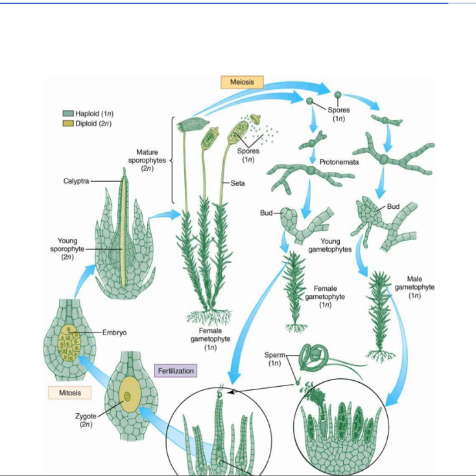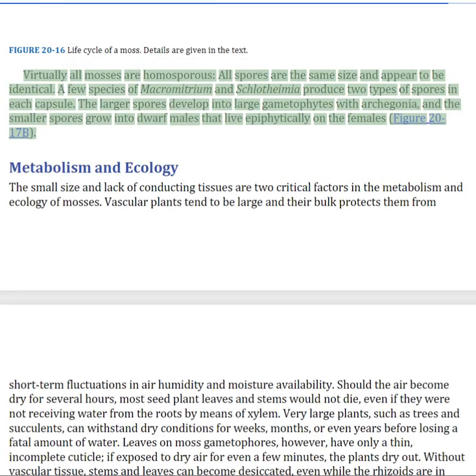Figure 20-16. Life cycle of a moss. Details are given in the text. Virtually all mosses are homosporous. All spores are the same size and appear to be identical. A few species of Macromitrium and Schlotheimia produce 2 types of spores in each capsule. The larger spores develop into large gametophytes with archegonia, and the smaller spores grow into dwarf males that live epiphytically on the females.